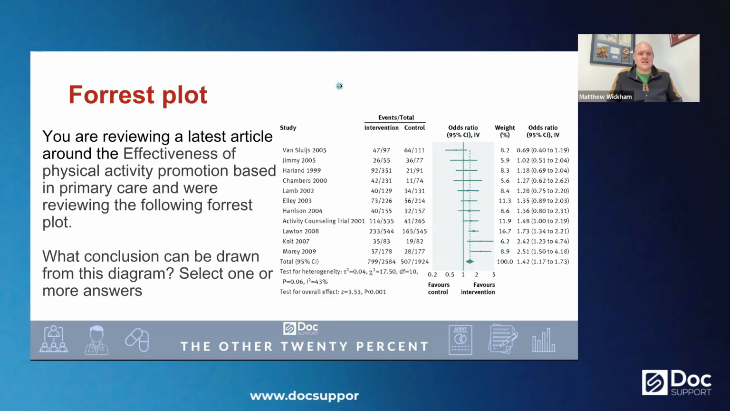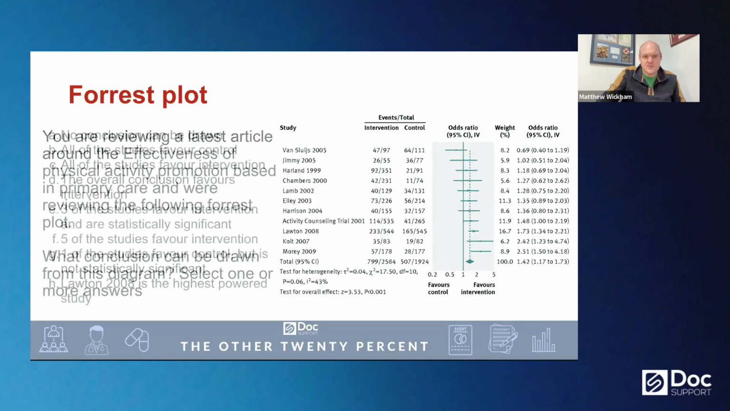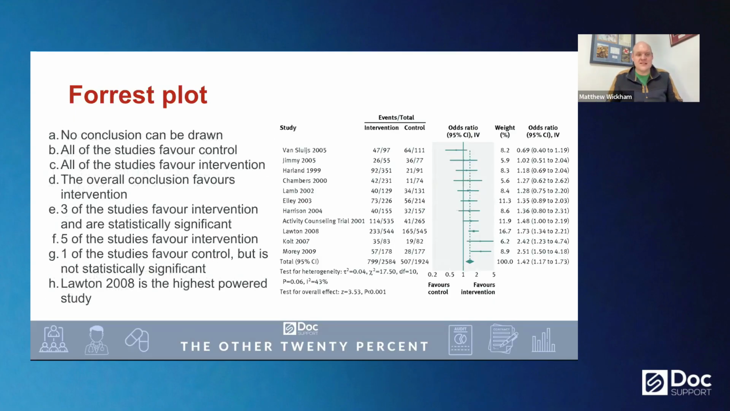So you're reviewing a latest article around the effectiveness of physical activity promotion based in primary care, and we're reviewing the following forest plots. What conclusions can be drawn from the diagram? Select one or more answers. You've got all of these A to H, saying which is right and which is wrong, and you think, hang on a second, where would I start with this? So let's go through this in detail.